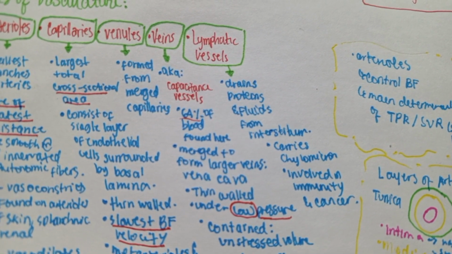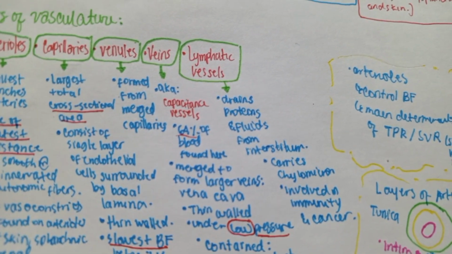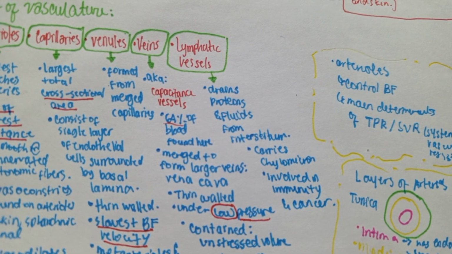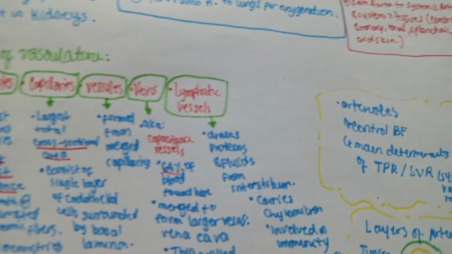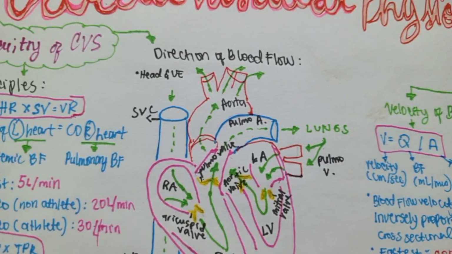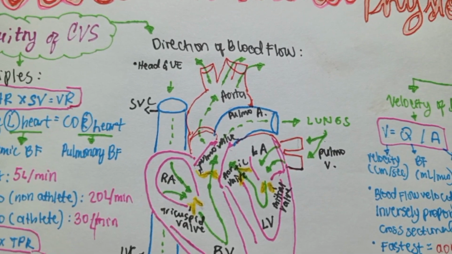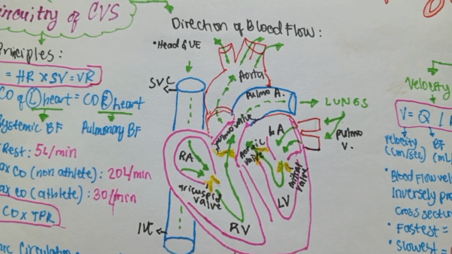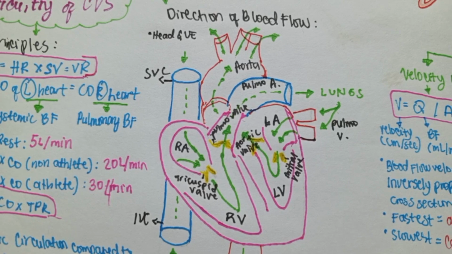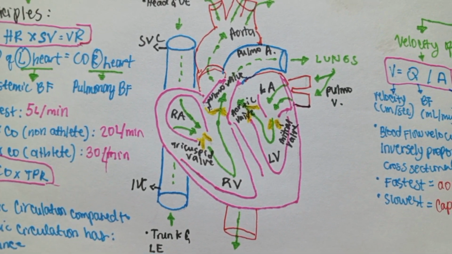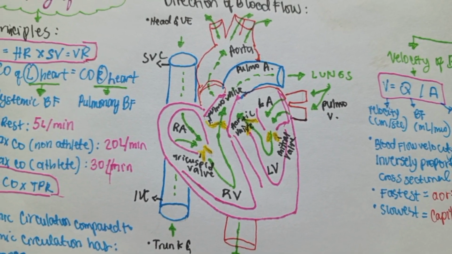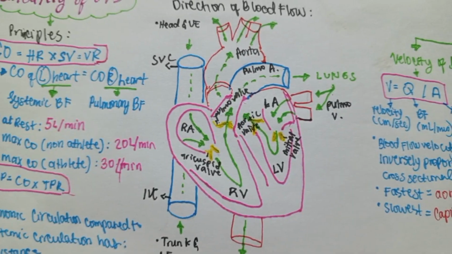And next is the lymphatic vessels. This drains proteins and fluids from the interstitium, and it carries chylomicrons, and it is involved in immunity as well as in cancer. Okay, so let's run through the direction of the blood flow, or how the blood circulates to our body. Okay, so as we can see here, the blood from the head and the upper extremities will pass through the superior vena cava, and the blood from the trunk and lower extremities will pass through the inferior vena cava. So first let's discuss the blood from the right heart, or what we call the pulmonary blood flow.